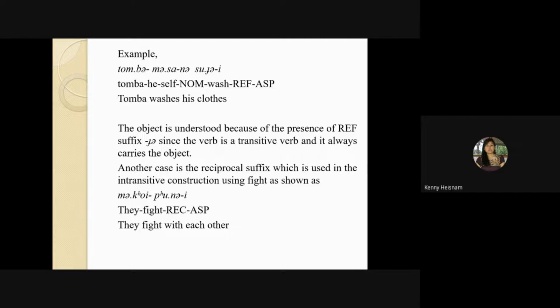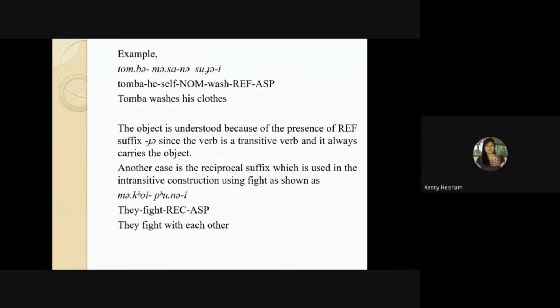So in an example like Tomba Masana Sujay, Tomba is the subject, and Masa means he, self. Na is the nominative marker. Su means wash. Ja is the reflexive marker. E is the aspect marker. It means Tomba washes his clothes. So the object is understood because of the presence of the reflexive ja, since the verb is transitive and always carries the object.